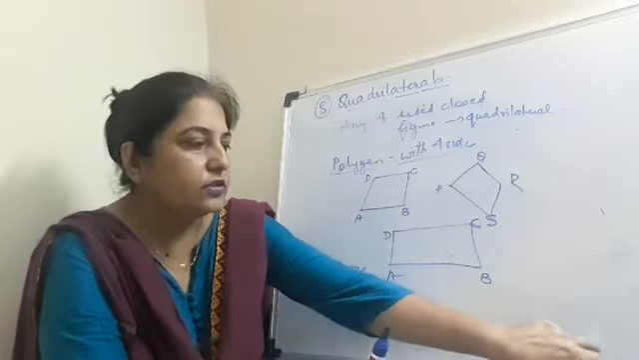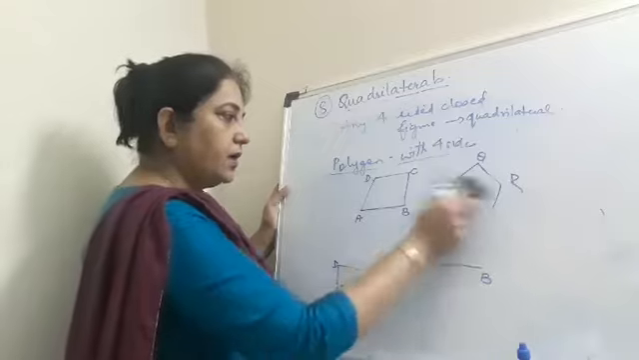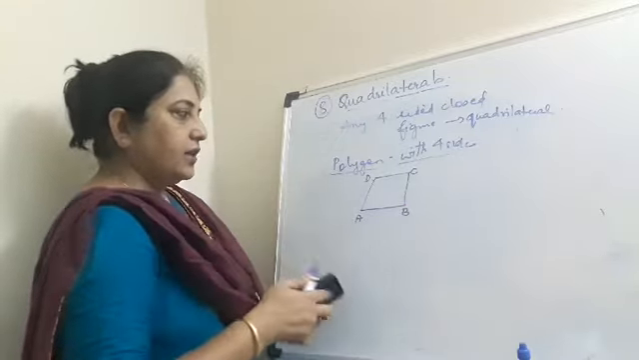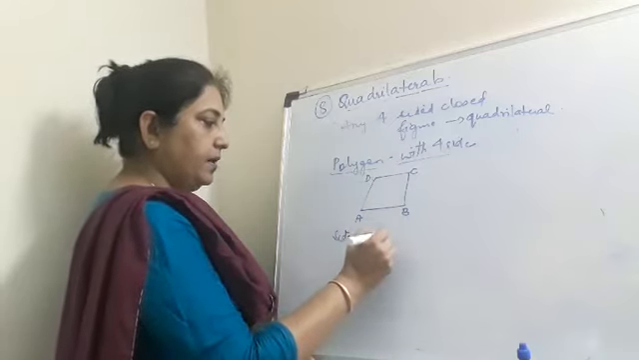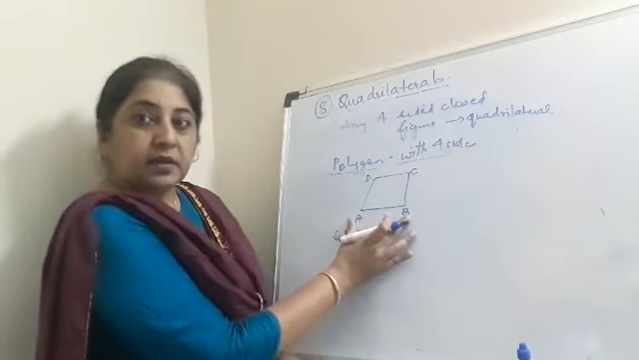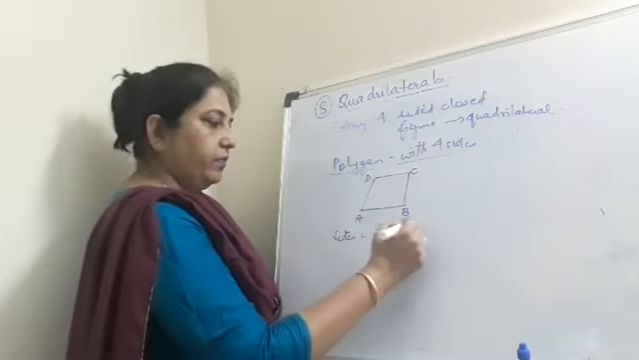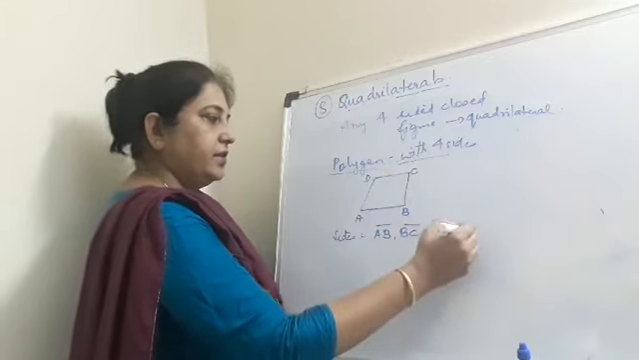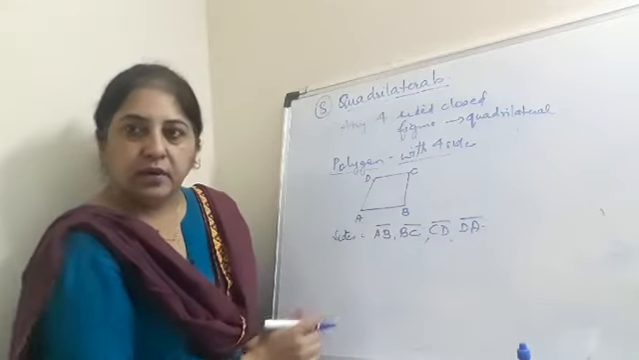So let us concentrate on any one of them. Let us take this one, ABCD. Now it has four sides, as I told you. The sides are AB, this is a side. Side means a line segment, AB, then BC, then CD and here DA. So these are the four sides for the given quadrilateral.